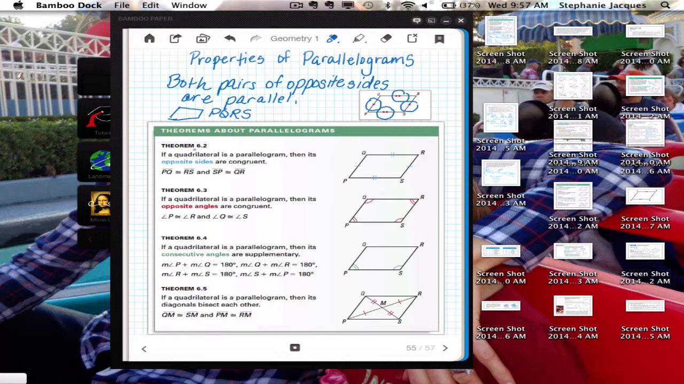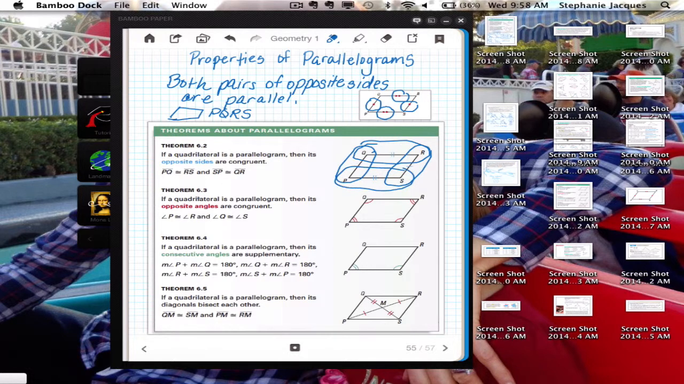So we have our first theorem, 6.2. If a quadrilateral is a parallelogram, so that means a four-sided figure is a parallelogram, then its opposite sides are congruent. So therefore, PQ, so we have PQ right here, is congruent to RS. It's the same length. And QR, this side, is congruent to PS.